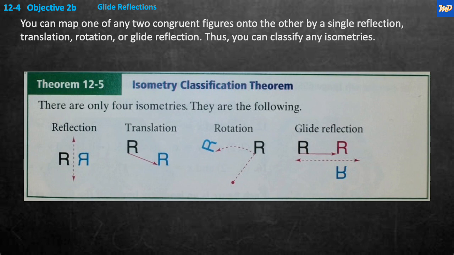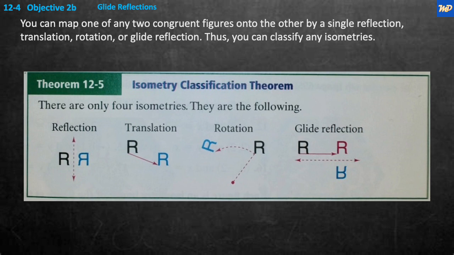Okay, objective 2B, glide reflections. You can map one of any two congruent figures onto the other by a single reflection, translation, rotation, or glide reflection. Thus, you can classify any isometries. So the isometry classification theorem: there are only 4 isometries.